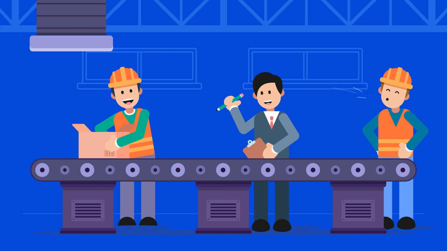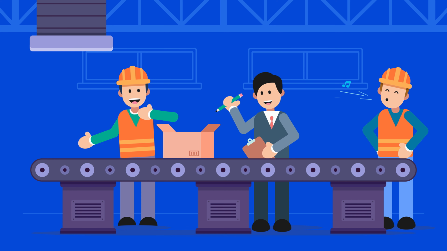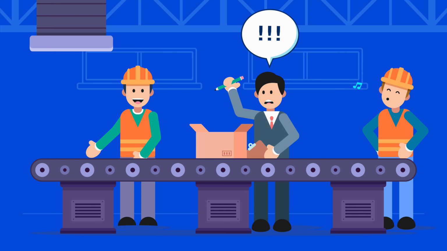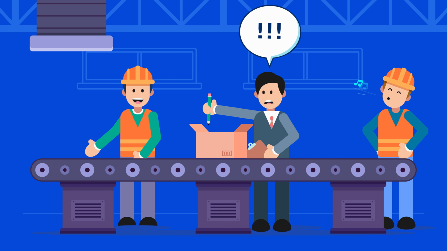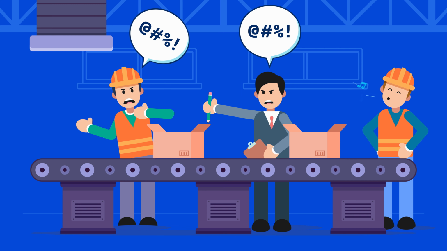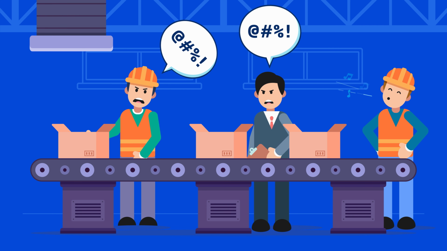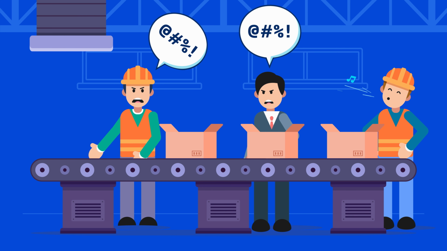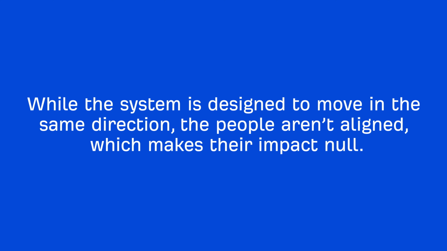For example, let's say the first person packs the box and then the package moves down to the second person. They check the contents and they're like, hey, you can't just throw the item in the box like this. You need to place the item so it's facing this way. And then the first person might be like, who cares? They might continue to argue with no real conclusion. All the while, the third person is just waiting to seal the box and the queue of items are just building up. In other words, while the system is designed to move in the same direction, the people aren't aligned, which makes their impact null.